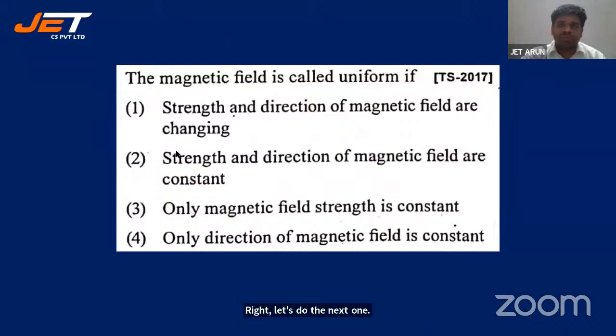The magnetic field is called uniform if strength and direction of magnetic field are changing. Strength and direction of magnetic field are constant. Only magnetic field strength is constant. Only direction of magnetic field is constant. The very definition of uniform magnetic field, students. How do you define a uniform magnetic field?